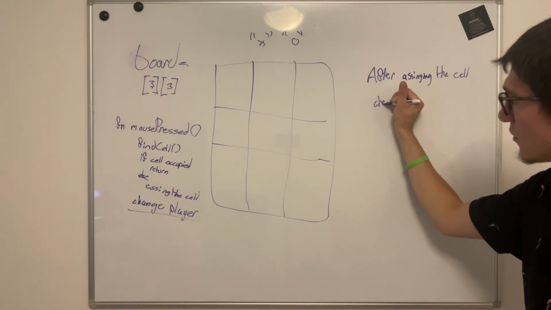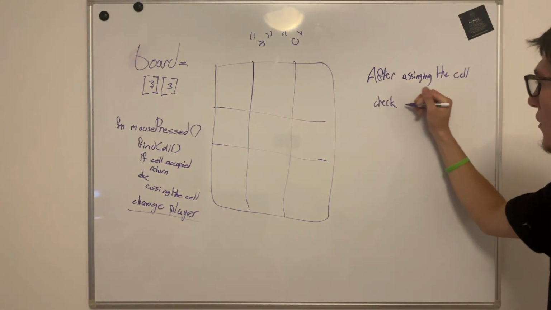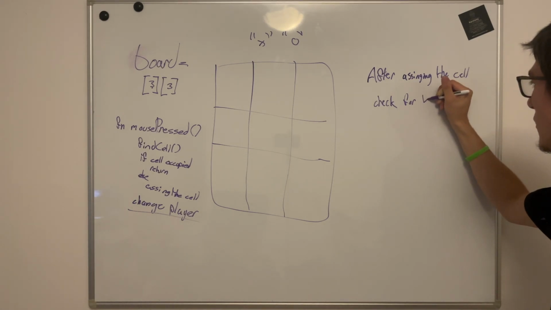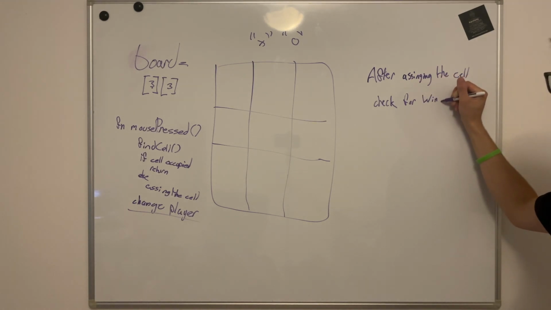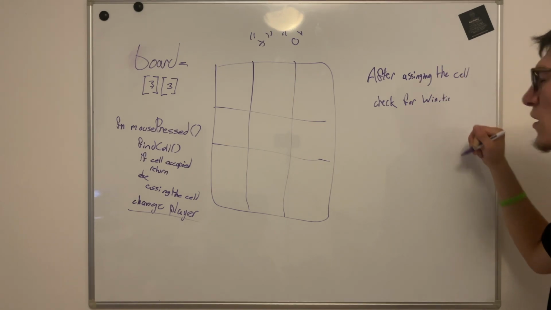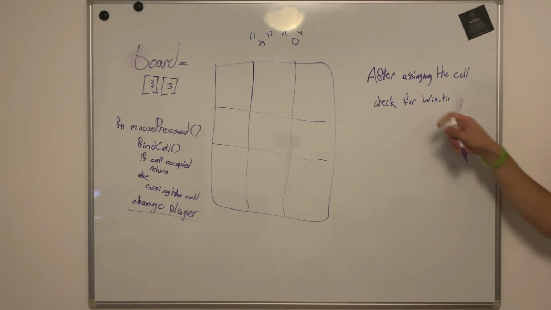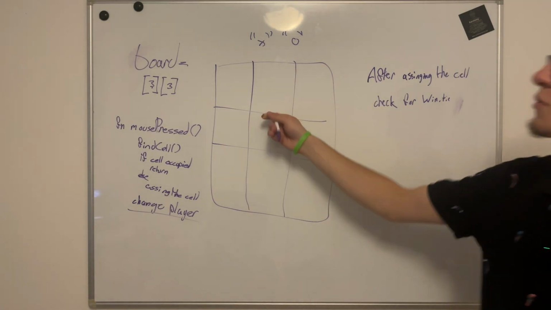All right, so after assigning the cell, check for a win or a tie. I think tie is just TIE, we'll see. Win, tie, or lose. Well, we won't do lose, because it'll be that you won, the X one or the O one, whichever one it is. So check for either a win or a tie based on the grid.